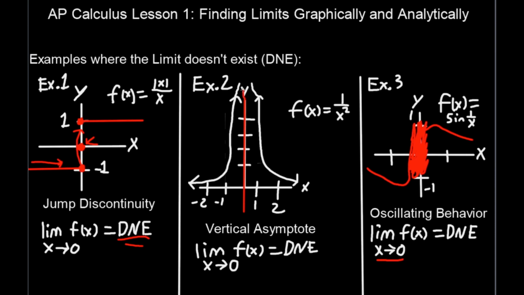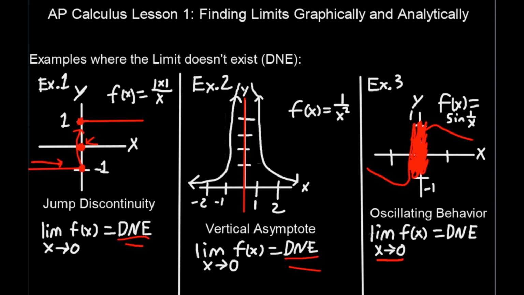He will never let them touch. So, because of that, this does not exist, as it's trying to approach 0 since the vertical asymptote is at x of 0, and the asymptote is preventing us from finding a value for this. So, again, D and E.